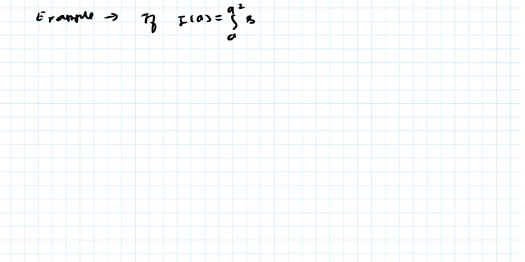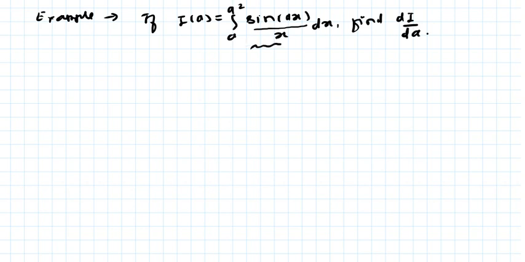Example: if I of a equal to integration a to a square sin ax upon x dx, then find dI by da. Okay, so this is your question. This integrand is given and they ask to find the differentiation of I with respect to a.